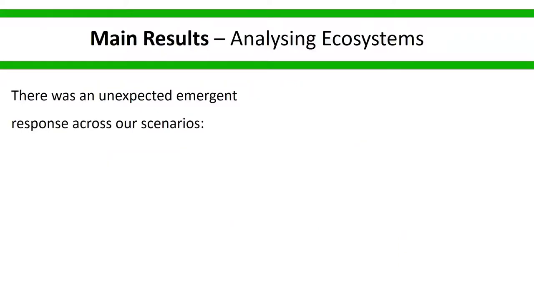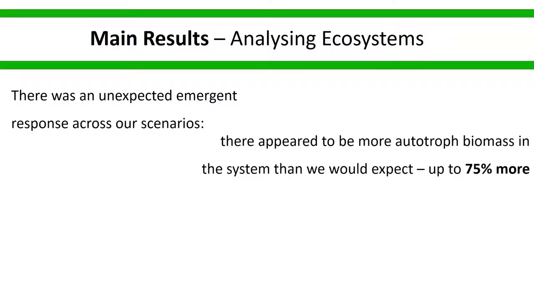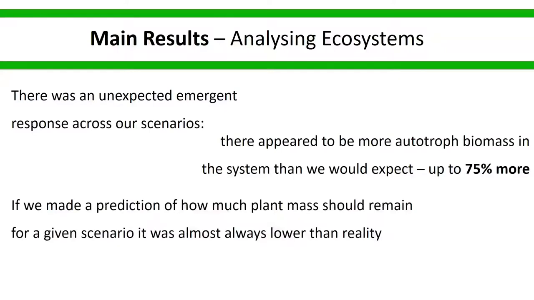Finally, the last result I'd like to discuss was something of a surprise. It wasn't something we were looking for, but something that did occur in the simulations, and that was that across every simulation broadly, there appeared to be far more plant biomass in the system than we would have predicted. We can make this prediction because we have a baseline for our pristine simulations. We know how much plant biomass we're extracting because that's our measure of ecosystem perturbation. And in almost every instance, this prediction was lower than what we saw actually in the simulations. And we turn this to compensatory response.